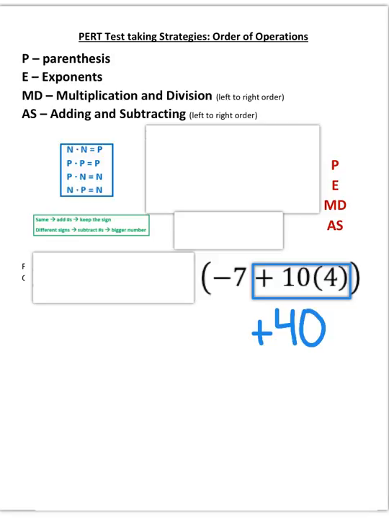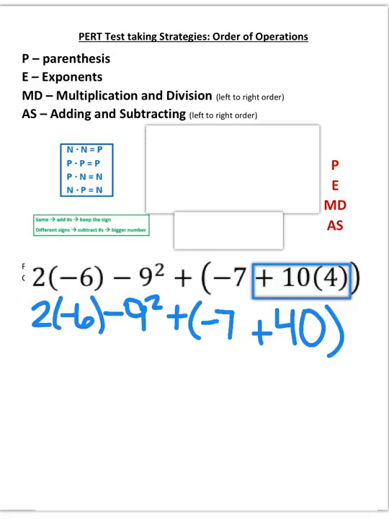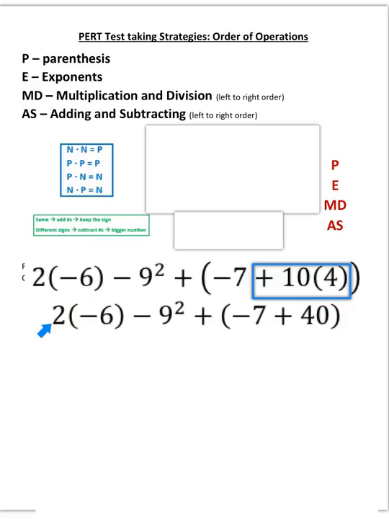Looking at the rest of the problem, you would bring everything else down exactly like you see it. So bring down the 2 and the negative 6 with that parenthesis minus 9 squared plus parentheses negative 7 plus 40. Notice everything that's in that blue box is now represented by positive 40. Now that we've rewritten our line, we go through PEMDAS again. Do I have parentheses? I still have parentheses. I have negative 7 plus 40. So since I have a plus sign that is separating these two terms, I'm going to follow the green rules.